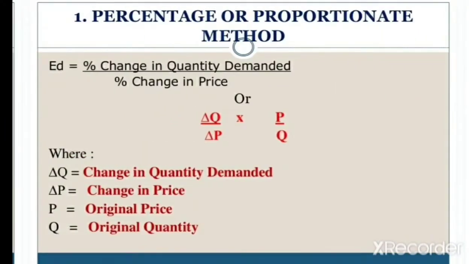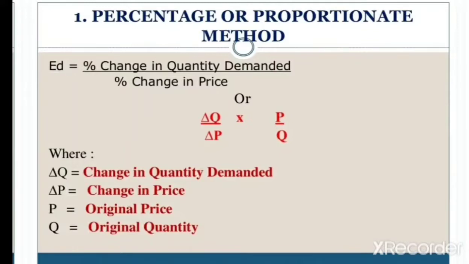So students, here we will be using the percentage to measure this elasticity of demand. Okay, this formula we have already studied: elasticity of demand equals percentage change in quantity demanded divided by percentage change in price. This is according to your definition. This formula we have also already studied: delta Q upon delta P into P by Q. Here delta Q is the change in quantity demanded, delta P is the change in price, P is your initial price and Q is your initial quantity. Okay, this is the same formula which we studied in your 14th lecture.